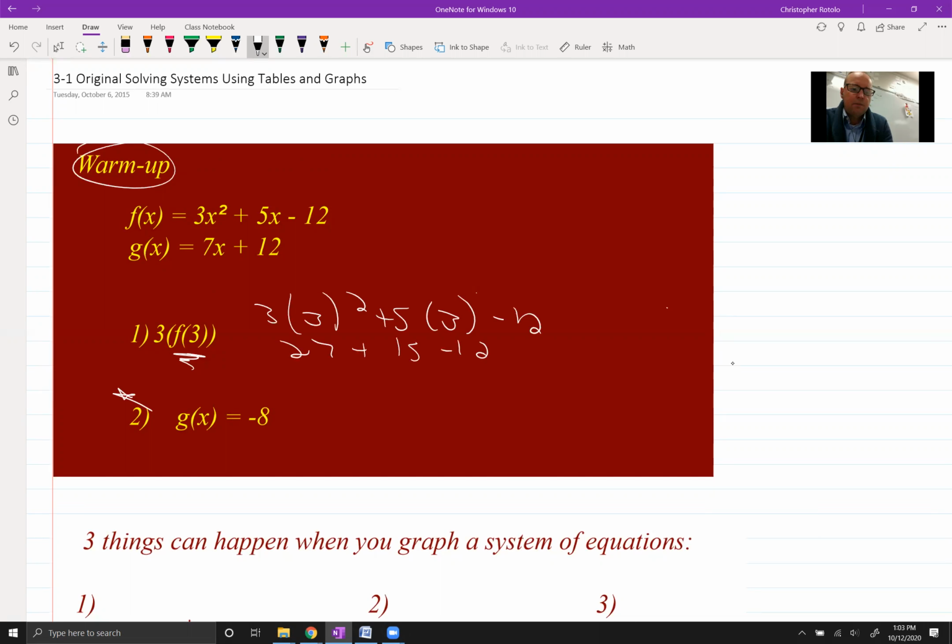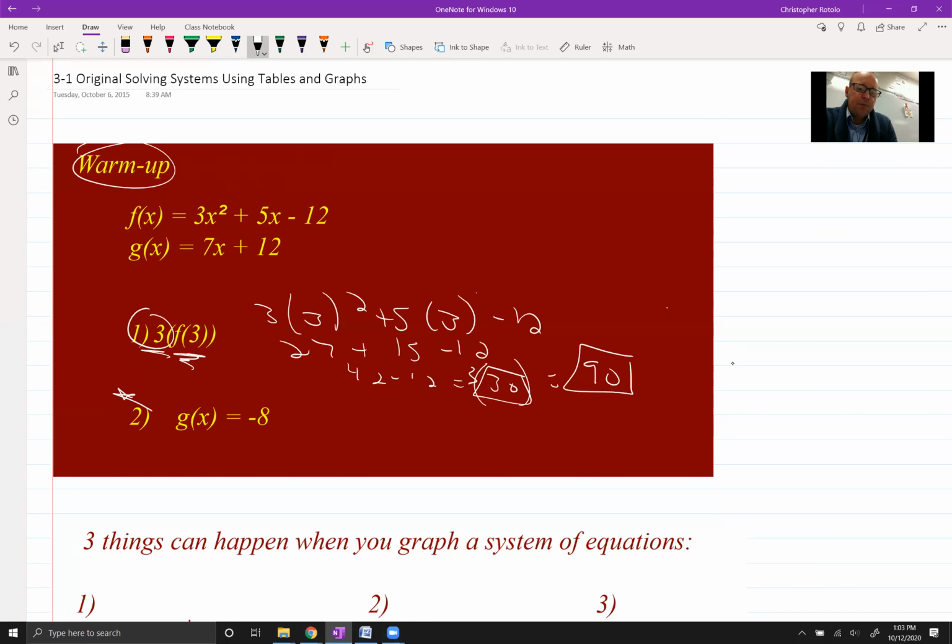All right, so we're at 42 minus 12. So we got 30 as our final answer. And then I don't want to forget, I got to multiply that by 3. Yeah, I'll be honest, I almost forgot, right? But I knew there was something extra with this one. So we're going to multiply by 3.